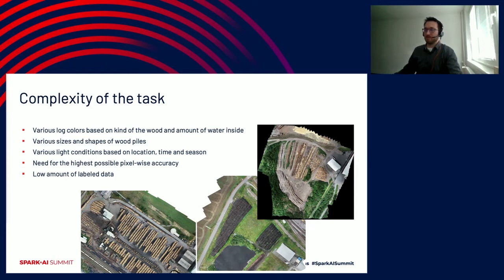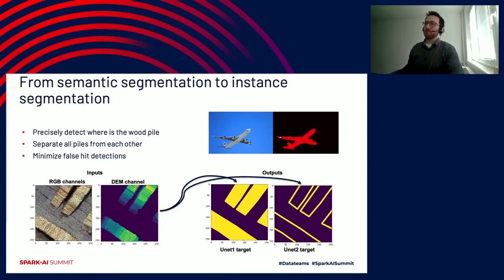We are facing that as well. Naturally, it looks like an image segmentation, or more specifically the semantic segmentation task, but because we need to make it even more precise, and a lot of those wood piles are too close to each other, we need to provide also instance segmentation. What is the difference between that?